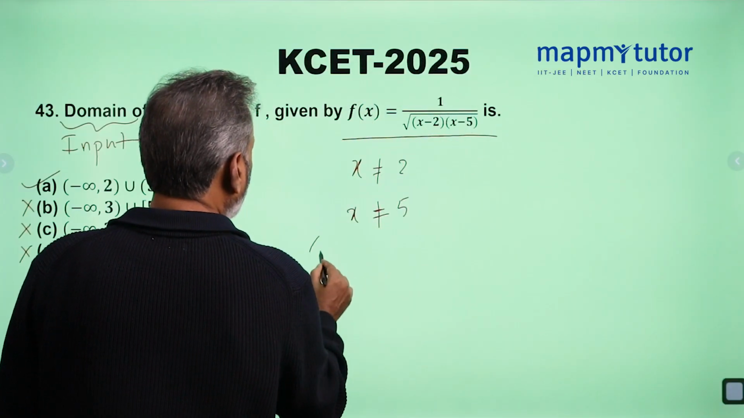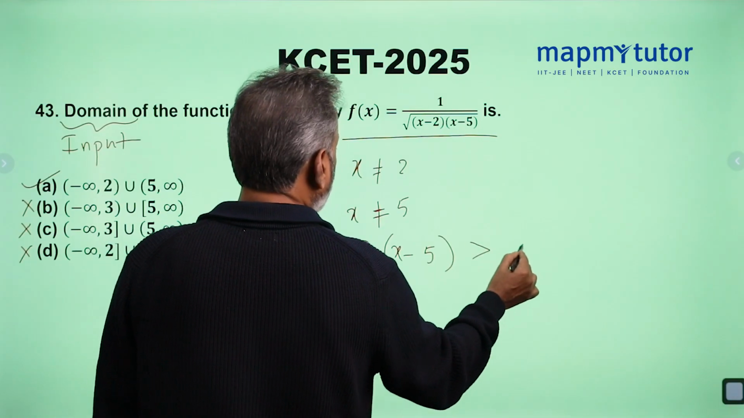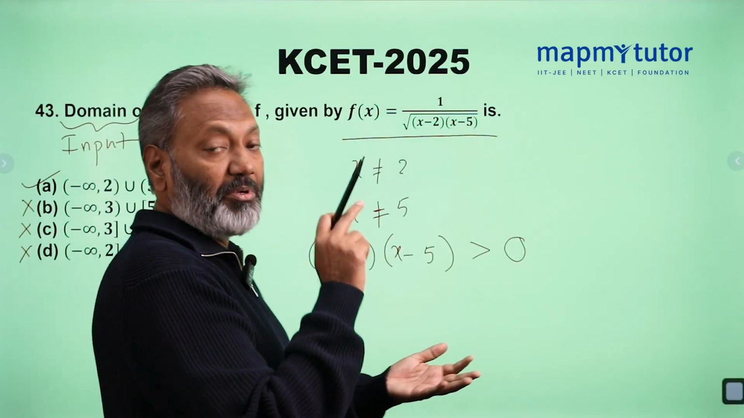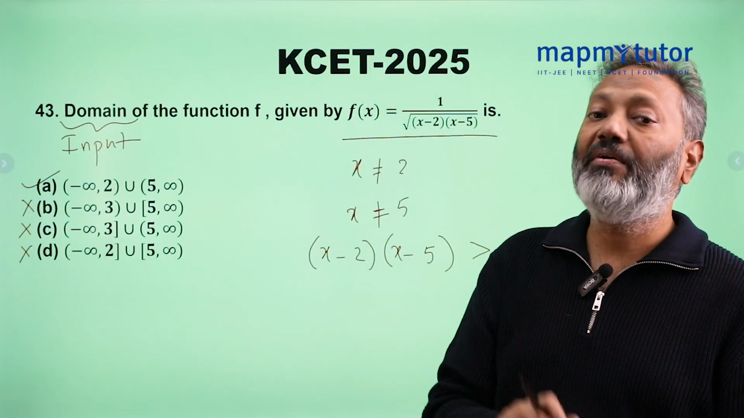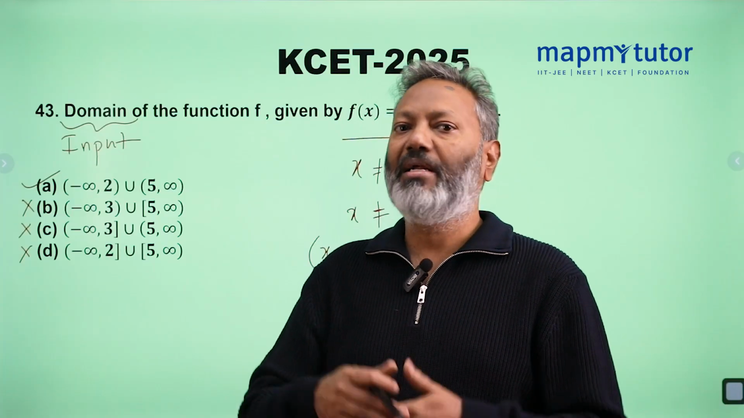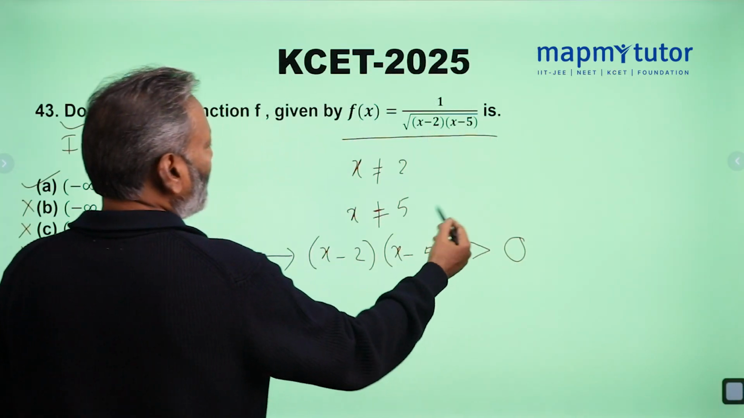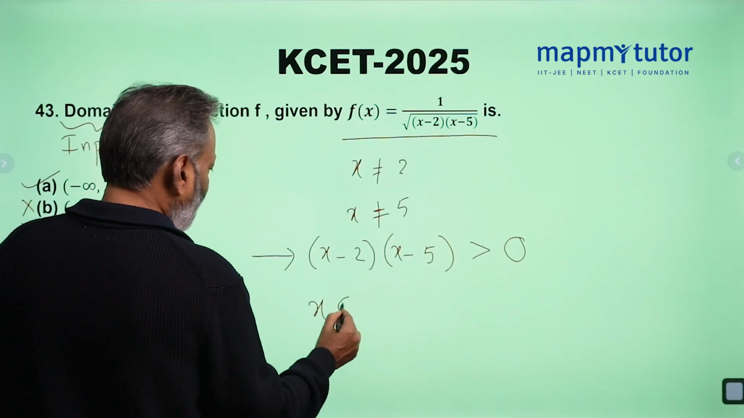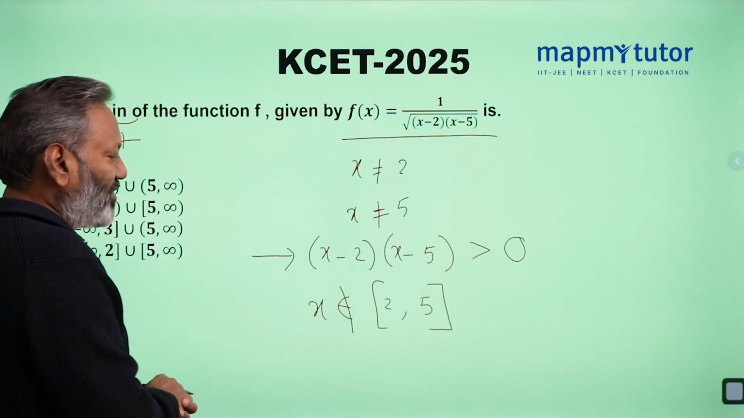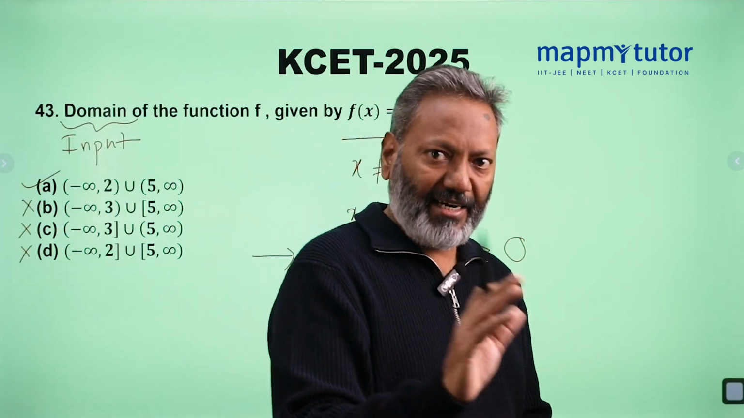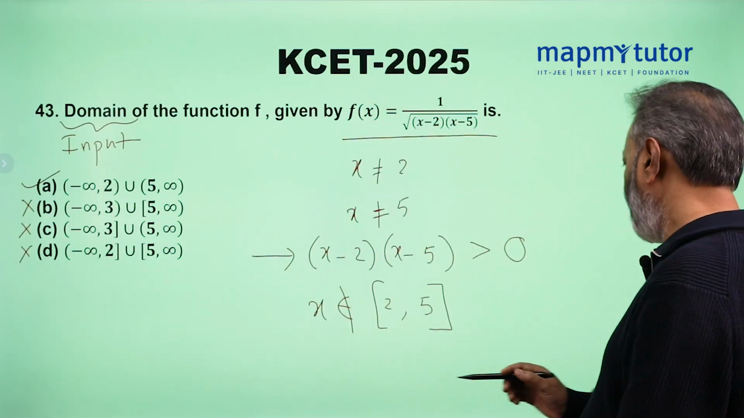But of course, the right explanation: 1 by root of (x minus 2)(x minus 5) is defined whenever this expression is positive. It can't be 0 because 1 by 0 is not defined. It cannot be negative because under a square root, if a negative occurs, it is imaginary. It can't be real. And hence the only condition is (x minus 2)(x minus 5) greater than 0. And hence x does not belong to the closed interval [2, 5]. That means it can be either less than 2 or greater than 5. That of course is given in the first option. Got my point?